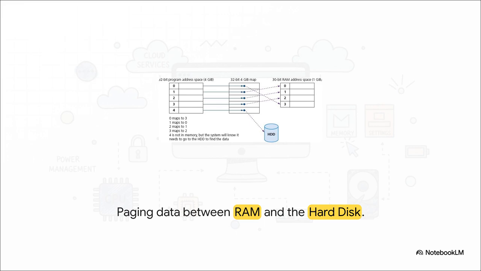Notice how process 0 has been kicked out of the RAM and moved over into the hard disk drive. Because process 0 was moved out, process 4 can now safely enter the RAM at location 3. And hey, when process 0 is needed again, the OS will just swap it right back. It's basically a continuous, high-speed shell game.